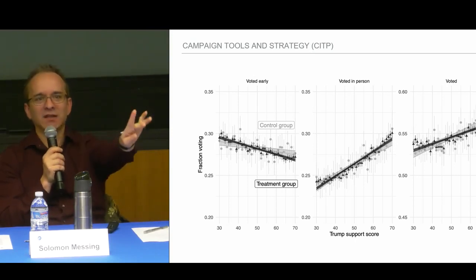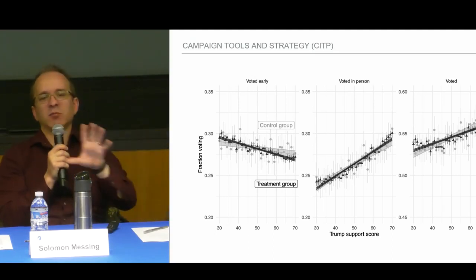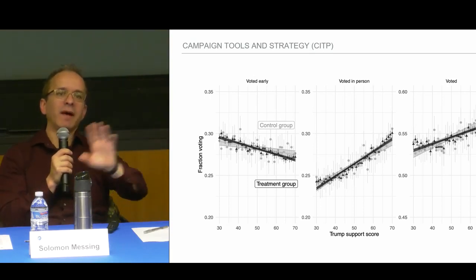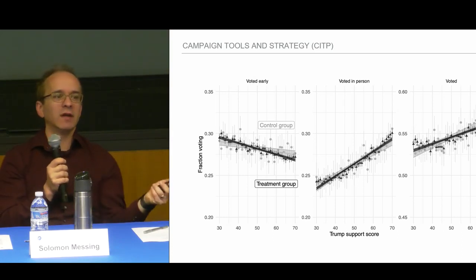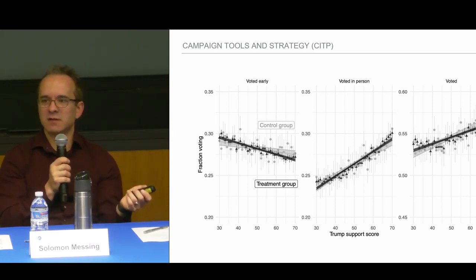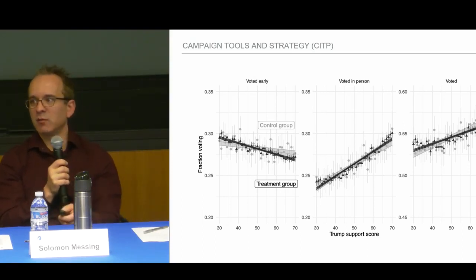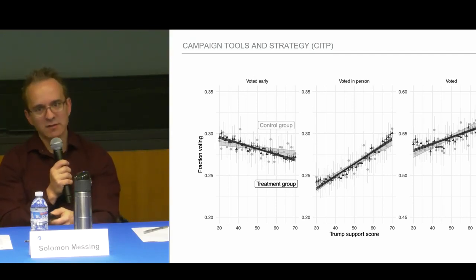So the effect is concentrated among folks who voted early. Now, this was a pre-registered study, and this was not a pre-registered finding, so there's a little bit of a caveat there. But the point of the matter is that it's early voting that we ought to be paying attention to. We think this is because there's saturation effects as you get closer and closer to election day, when everyone is advertising to avoid decay effects, right?